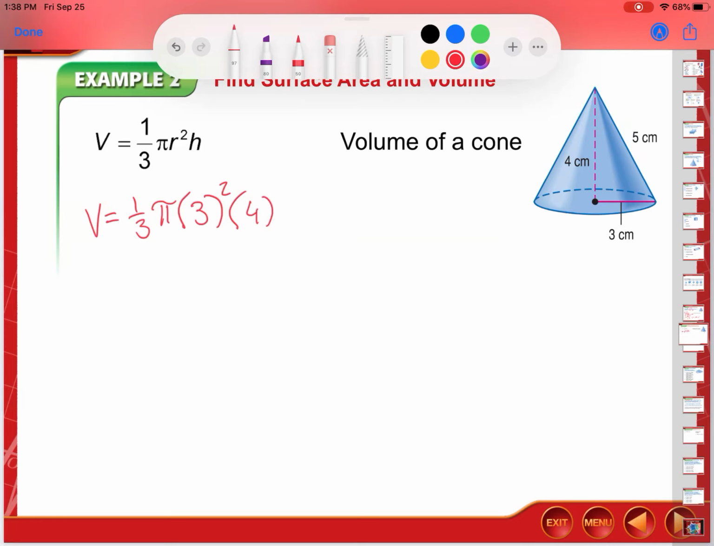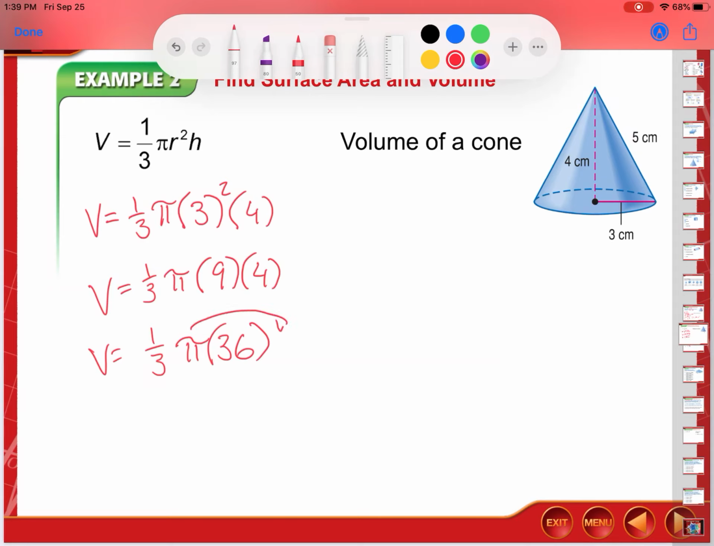So I like to do my squares first. So I have v equals, I'm just going to keep the 1/3 out front now, 1/3 pi. Then my r squared is going to be 9 times 4. So I have 1/3 pi, 9 times 4 is 36. Now, the next thing I'm going to do is move that pi to the end. So it's going to shuffle on back over here. And then I'm going to take 1/3 of 36. 1/3 times 36 is 12. So I'm left with 12 pi.